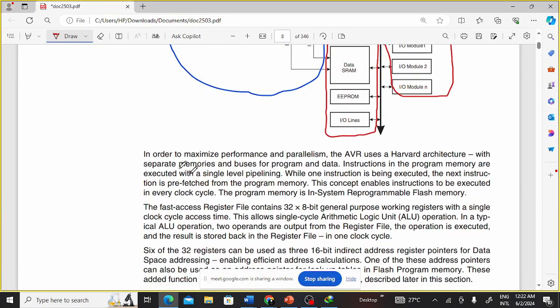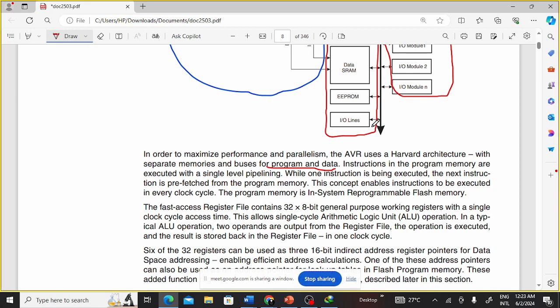So I said I want to read this statement. That was where you actually brought the question. In order to maximize performance and parallelism, that is not a new story now, the AVR architecture uses the Harvard architecture. The AVR microcontroller, that's a reduced instruction set RISC microcontroller, uses the Harvard architecture with separate memories and buses for program and data. Can you see? For programs and for data.